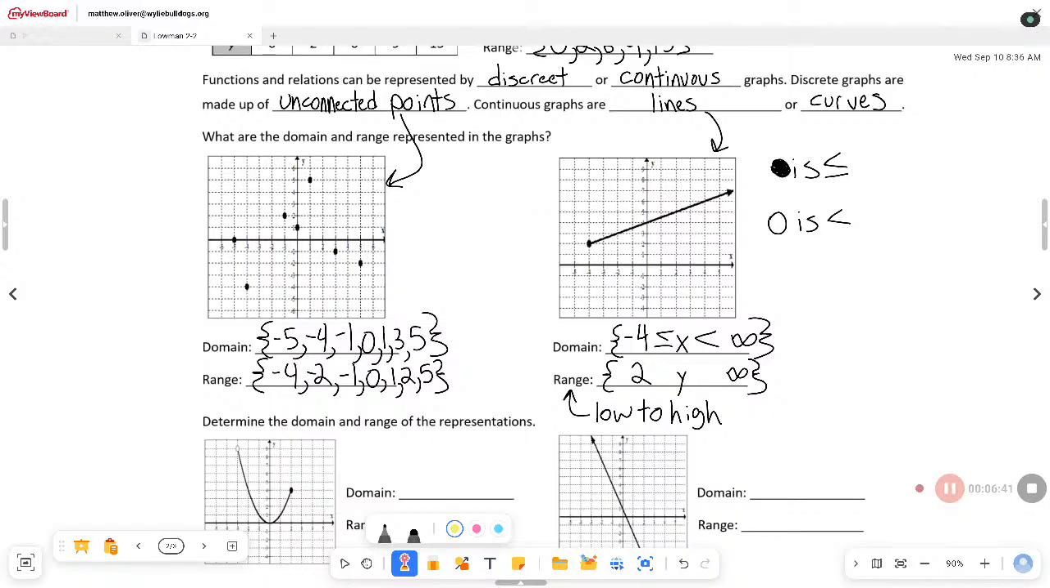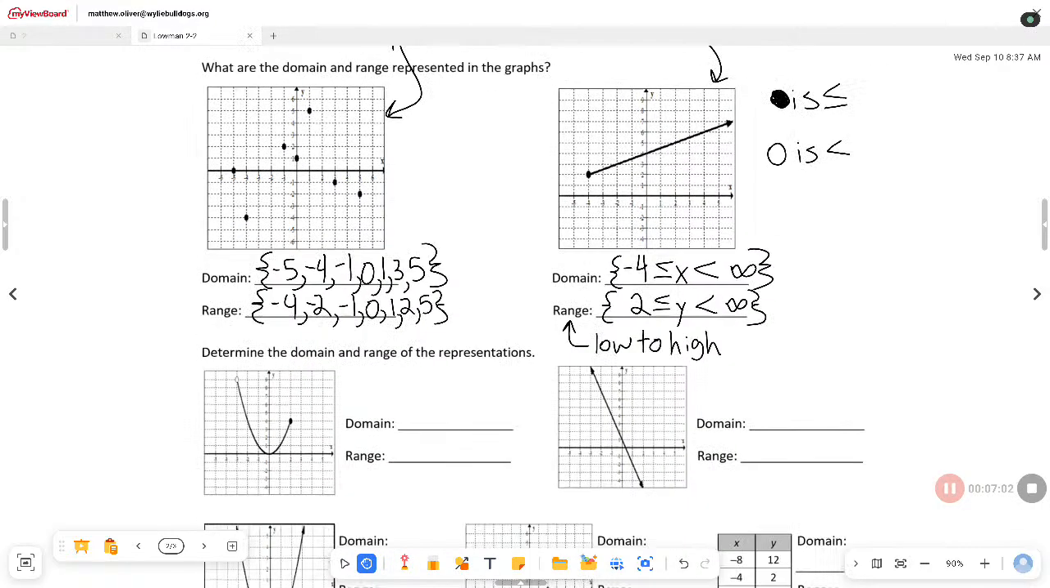Okay, and so since we're going all the way to infinity, if we look, since I've got a closed dot there, that means I'm going to do less than or equal to. And up here, when I've got an arrow, I'm just going to do less than. So just like that, we've got our domain and range written there.